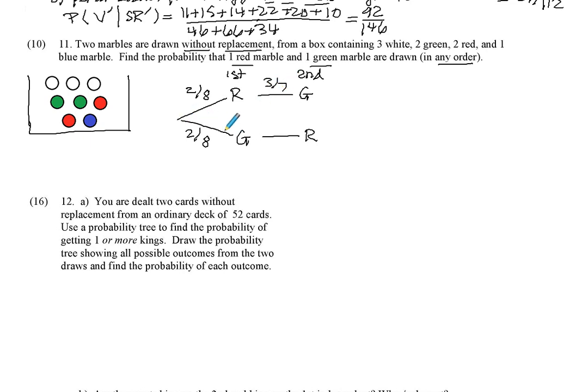And then if we draw a green first, then one of those green marbles is gone. And we're asking what's the probability of getting a red on the second draw? Well, there'll be 2 red ones out of 7 that are left in there. So that's also 2/7. You know what? Did I say 3? Sorry, I said 2 and I wrote 3.